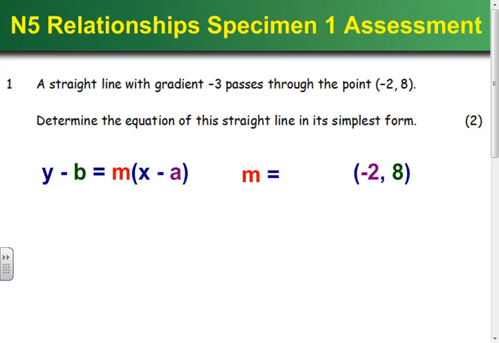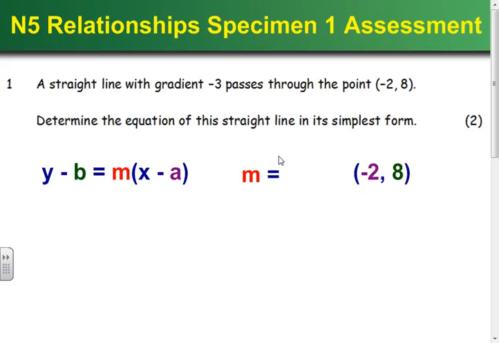In this lesson we're going to look at how to pass the first questions in the unit assessment. So let's have a look at the question first. A straight line with gradient -3 passes through the point -2, 8. Determine the equation of this straight line in its simplest form.